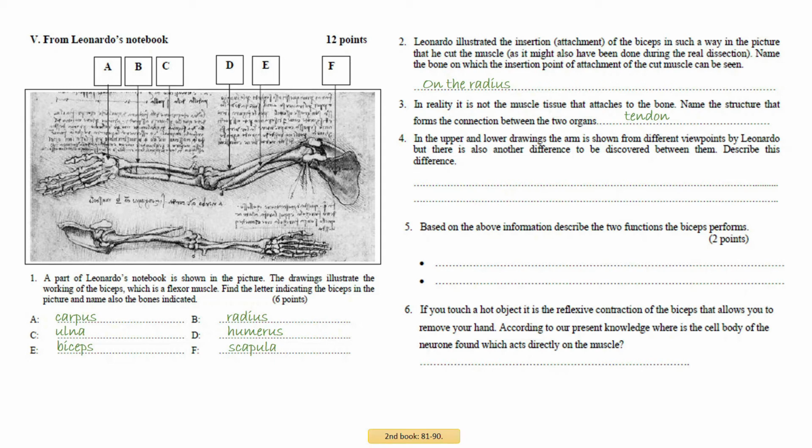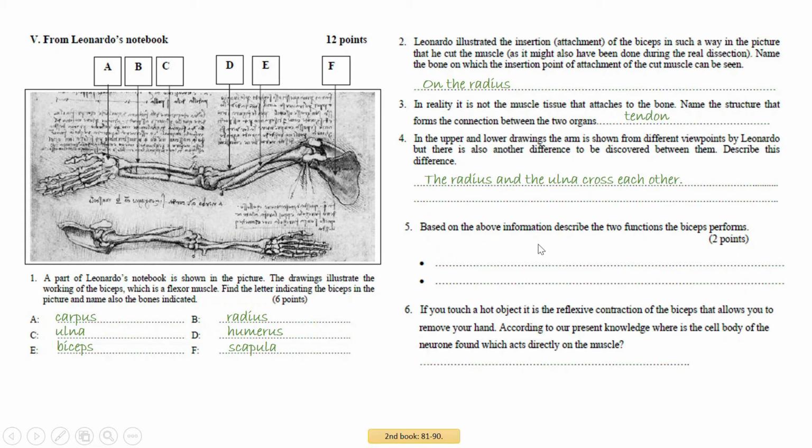In the upper and lower drawings, the arm is shown from different viewpoints by Leonardo, but there is also another difference to be discovered between them. Describe this difference. So we need to compare this and this bone, and if you look at the lower arm region, you can see that the radius and ulna here is in a parallel position, but here they are twisted. So this difference can be seen. The radius and ulna cross each other.